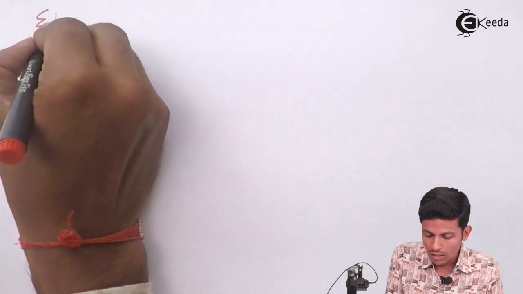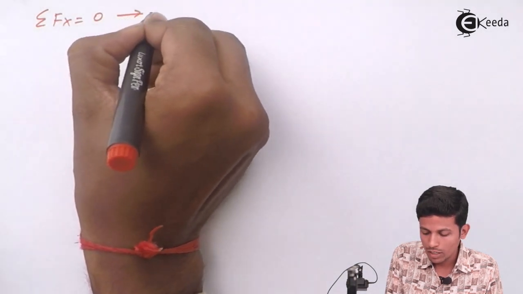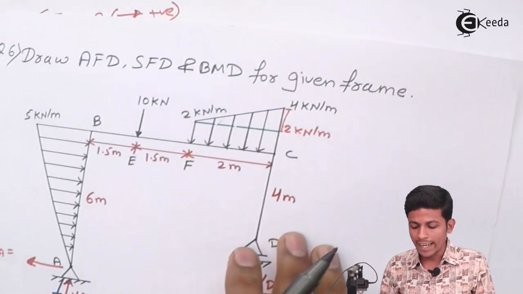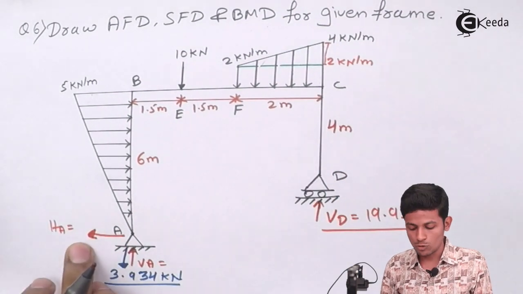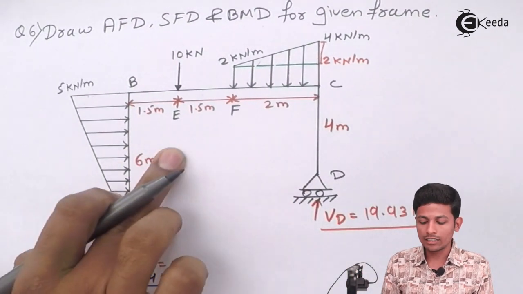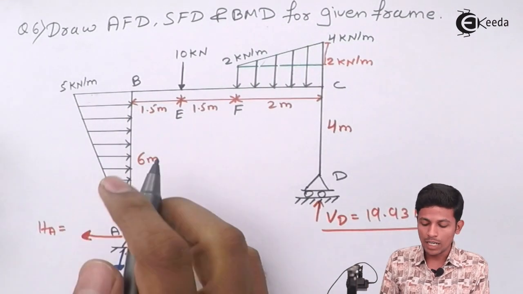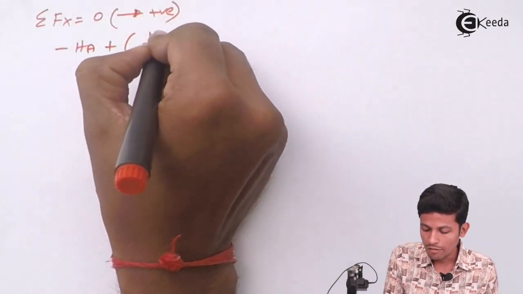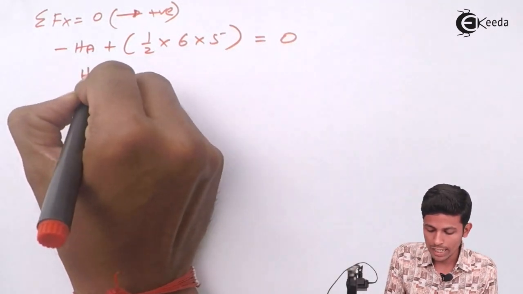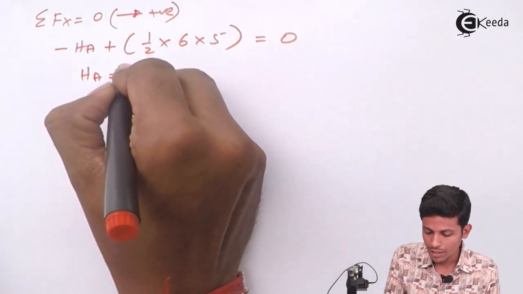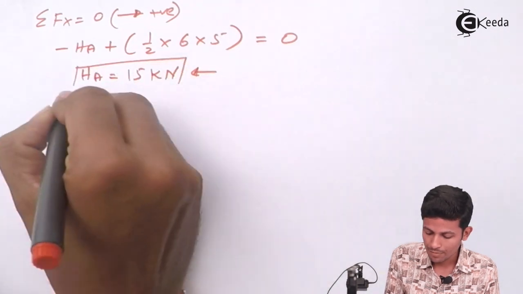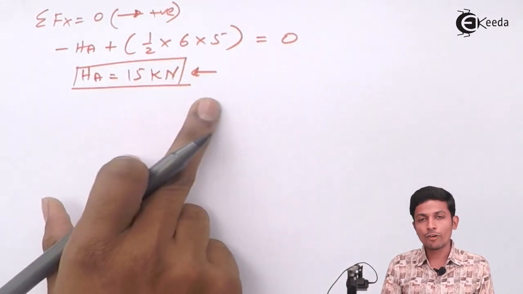Summation Fx equal to 0, this will come positive. Now in the x direction, this is going in this direction, so minus Ha. Now see, this UVL will go in this direction, so plus half into base into height is equal to 0. While solving this, you get the value of Ha. Ha will be 15 kilonewton from this direction.